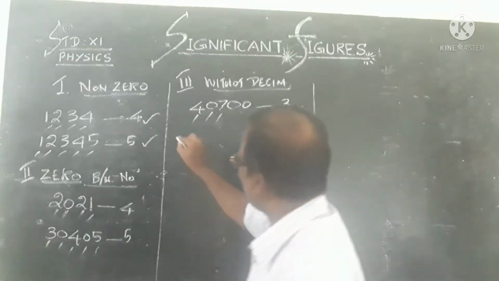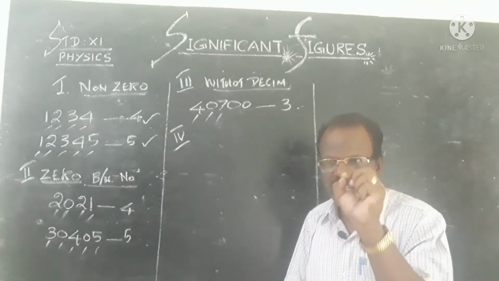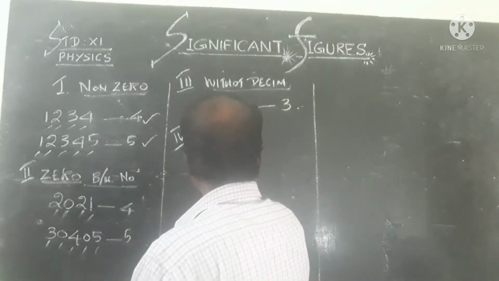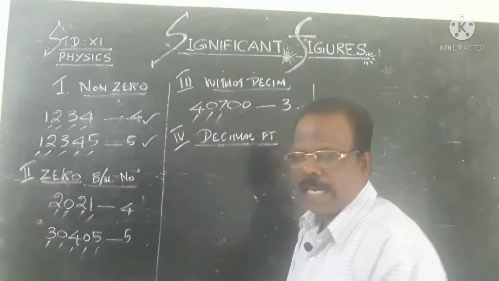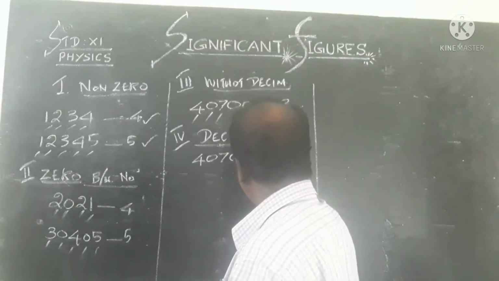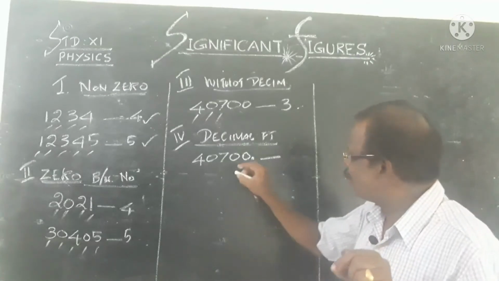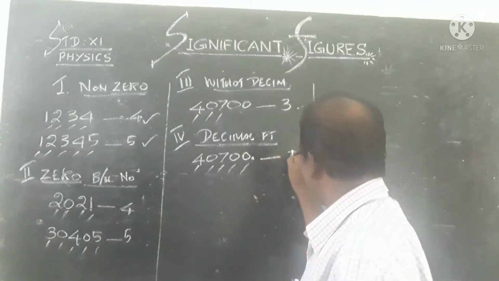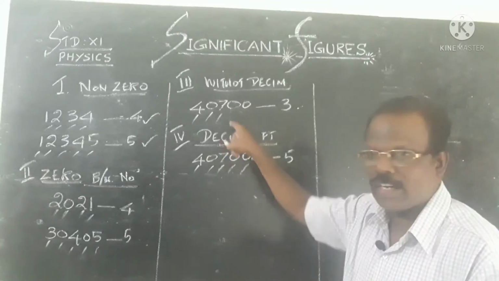Now we come to the next rule, where a decimal point is present. For example, 40700 with a decimal point. Here one point symbol is there, one decimal place is there. So for that reason you have to count those zeros also: 1, 2, 3, 4 and 5. So you have to write the significant figures as 5. Please listen here: you have to differentiate this rule and the previous rule.